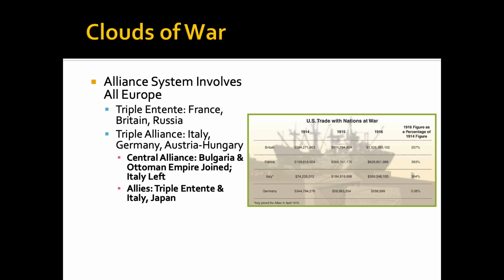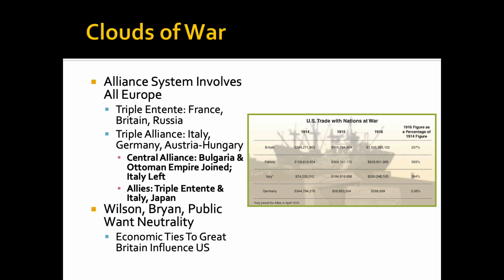And look here at the chart that shows the amount of trade we were conducting with those nations as opposed to Italy or Germany. Now, Germany we were doing a lot of trade with, but we see that declining as the war drags on, largely because of blockades.